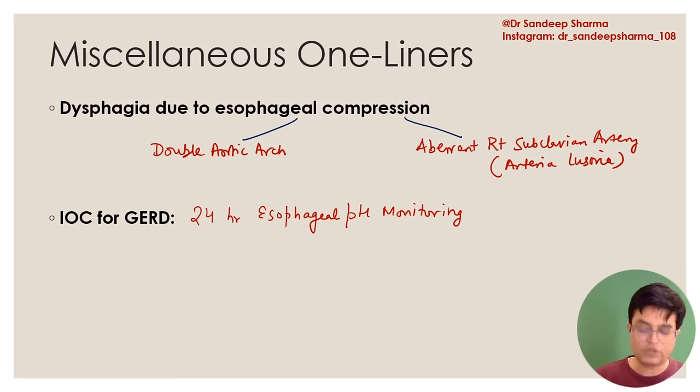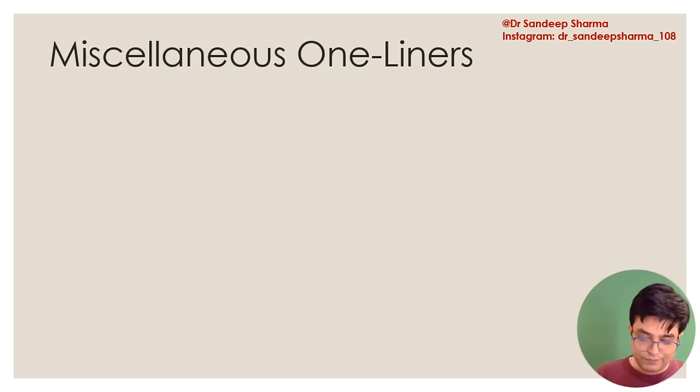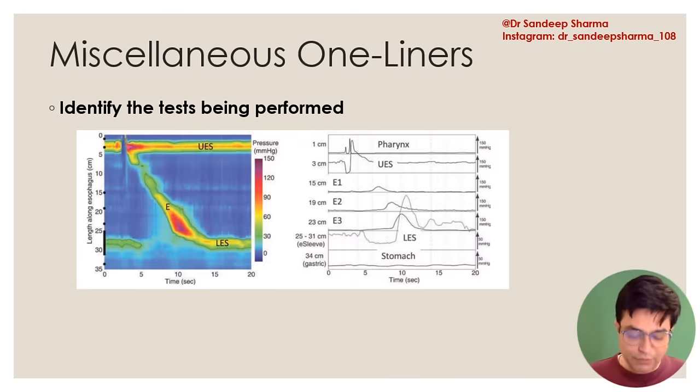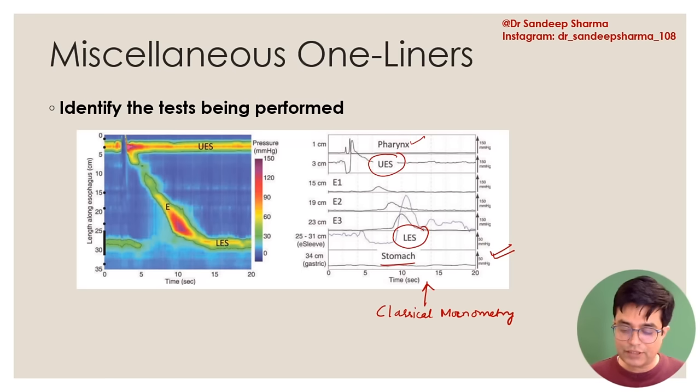That I am not writing, you know it already. And then they can ask you, identify the test which is being performed. Have a look at this test. This is what is called manometry. If you look on this side, the black and white side, this is the typical or classical manometry, where manometry will always tell you pressure changes. So pressure changes in the esophagus, you can see pharynx, upper esophageal sphincter, lower esophageal sphincter, stomach. So this is classical manometry of the esophagus which is being performed. They can show this image and ask you what is being performed.